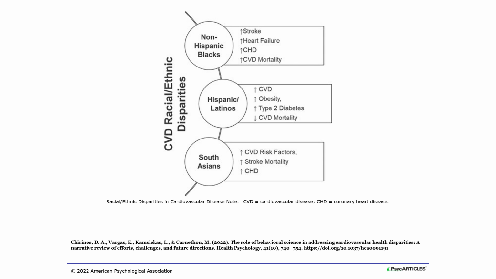When we take a look at Hispanics and Latinos, we see a higher risk of cardiovascular disease, increase in obesity, increase in type 2 diabetes, but when compared with the other two groups, they actually have a lower rate of cardiovascular disease mortality. So they're less likely than the other two groups to die of a heart-related disease or a heart attack. And then finally, when we take a look at that South Asian group, we see that they have a higher risk of cardiovascular risk factors, a higher risk of stroke mortality, so they're more likely to die from a stroke, and they're more likely to have coronary heart disease.